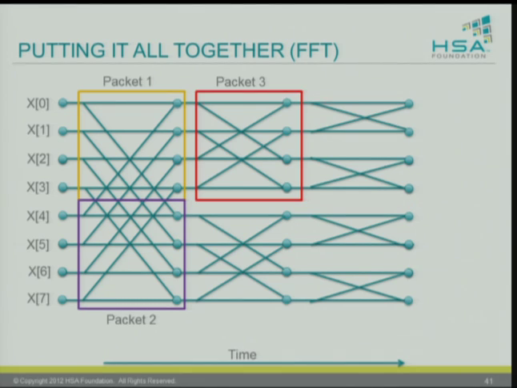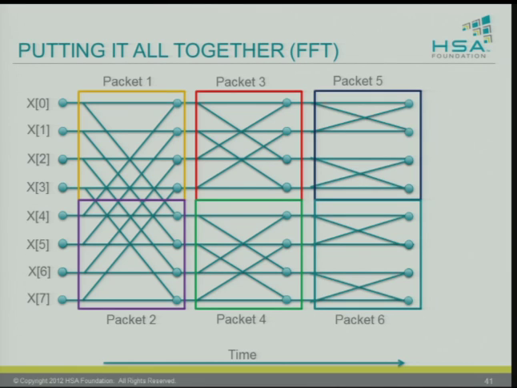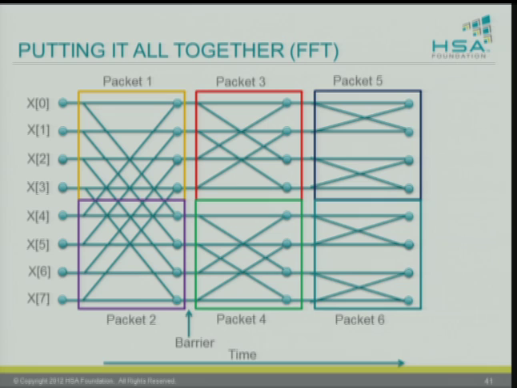Then you might say, okay, the next phase of computation, I'll have a packet execute and produce these results. And similarly, packet 4 will produce these results here. And you could see where this is going. Packet 5 and 6 are doing the same thing. So how would you then implement this on an HSA system? Because packet 3 and packet 4 are consuming results from packet 1 and 2, you need some sort of barrier here. Additionally, packets 5 and 6 are consuming results from packet 3 and packet 4, so you need a barrier here.